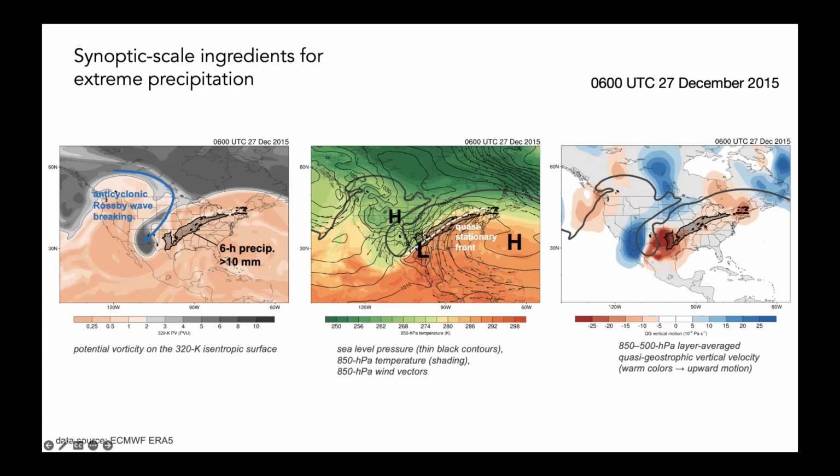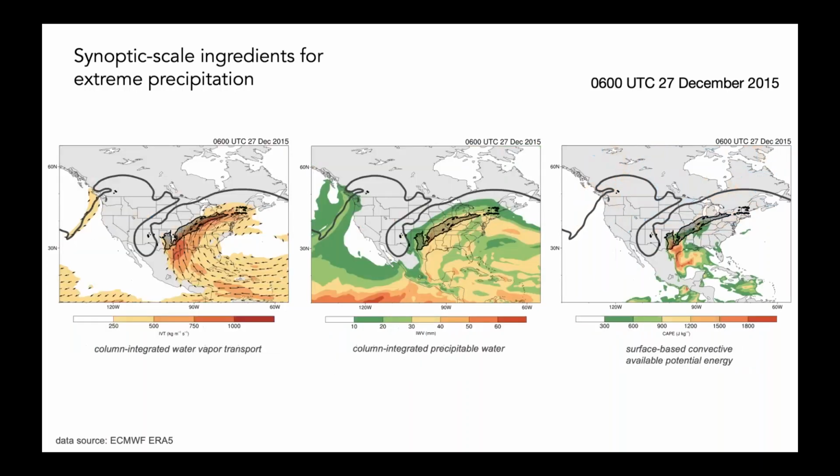And it occurs in association with ascent that's forced downstream of the upper level trough, as well as extending northeastward along the frontal boundary. That's shown here in the panel on the right. So within this synoptic scale pattern, we see generally that it also promotes a strong persistent water vapor flux in the form of an atmospheric river. That's shown in the left panel.